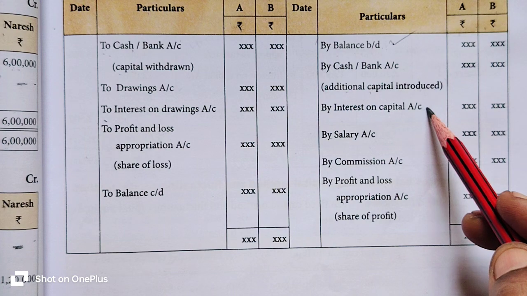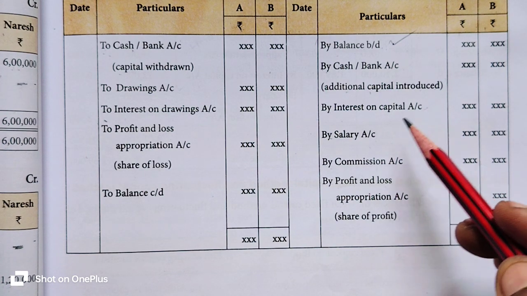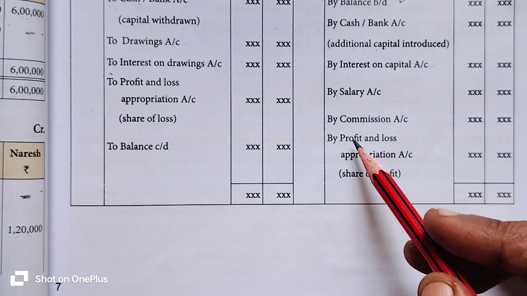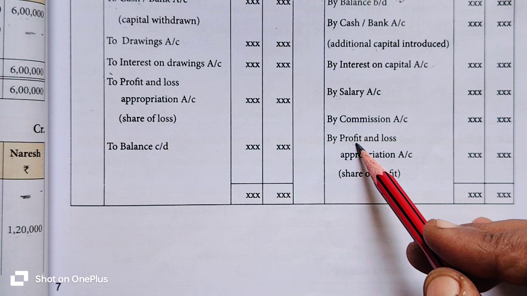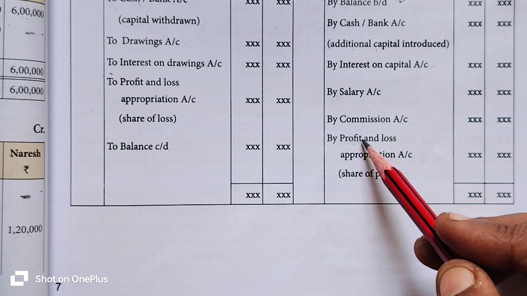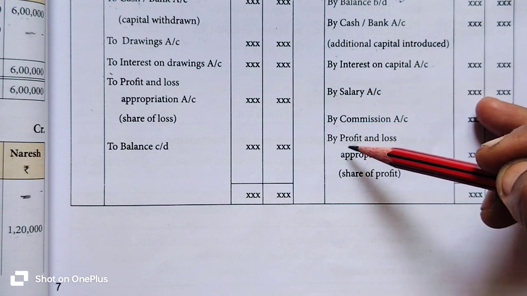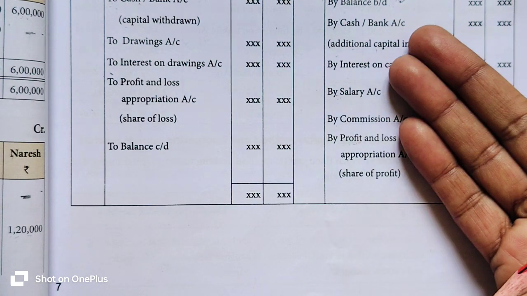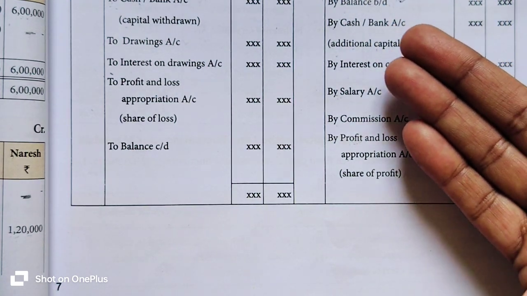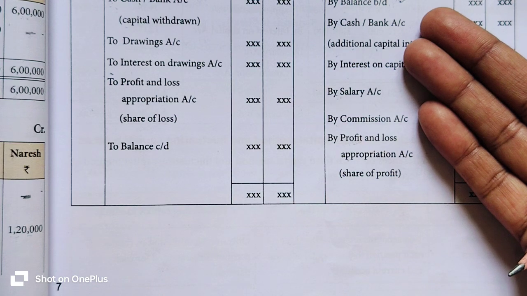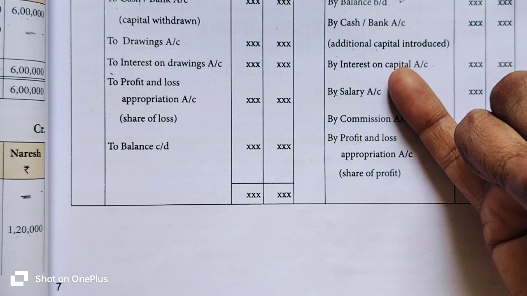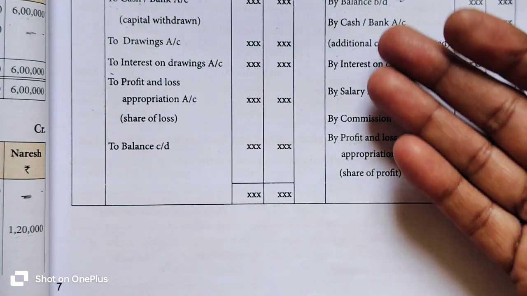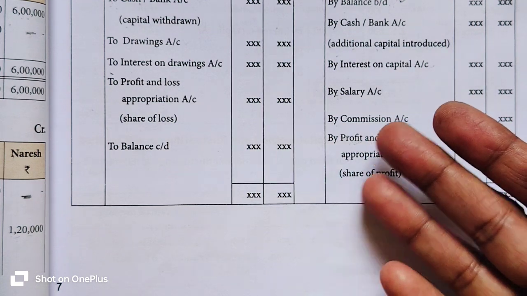Then interest on capital is to be recorded on the credit side, and partners' salary and partners' commission account. If the partners get profit, you have to record it on the credit side. So only 6 transactions you have to record on the credit side: opening capital, additional capital, interest on capital, these 3 capital items, apart from that, salary, partners' commission, and partners' profit. So these 6 transactions are to be recorded on the credit side.